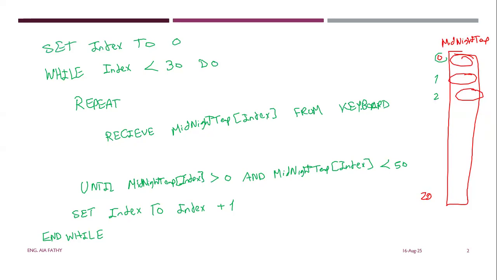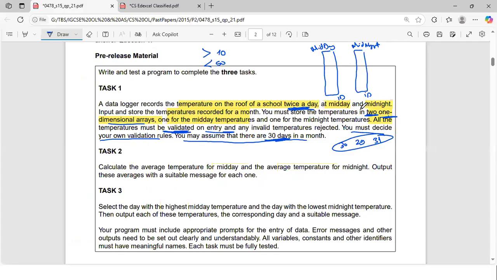Okay, so now we got the temperature and we store it in the midday array and the midnight temperature array. Let's think about task 2. Task 2 asks you to calculate the average temperature for midday and the average temperature for midnight. If you remember, we said before, average equals total divided by the number. We have how many temperatures? 30. So we will divide it by 30.